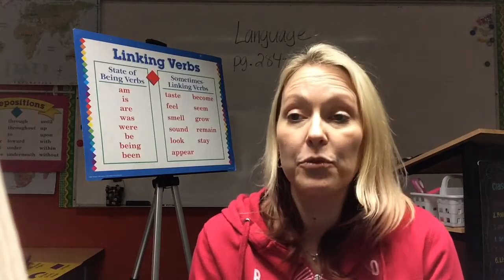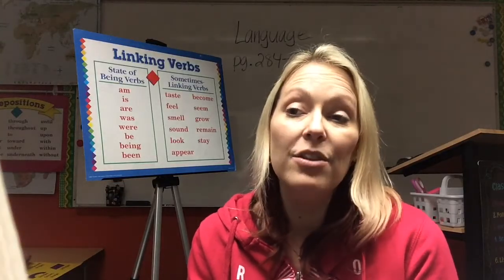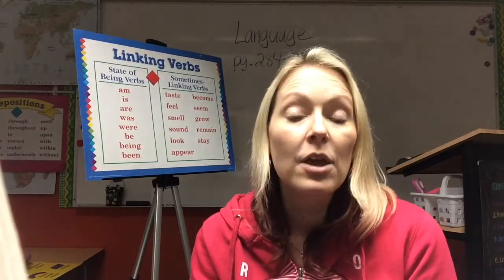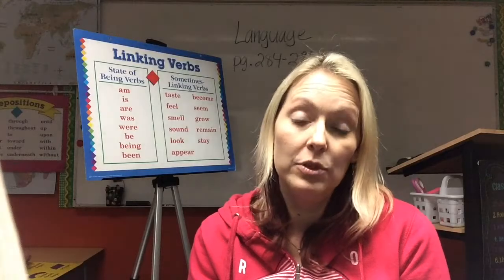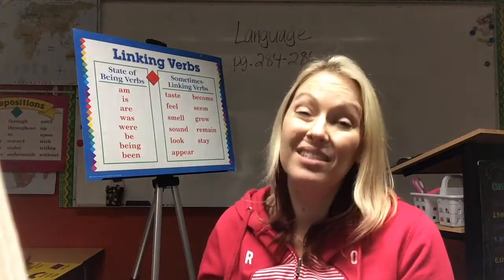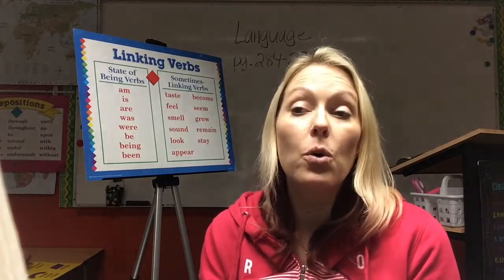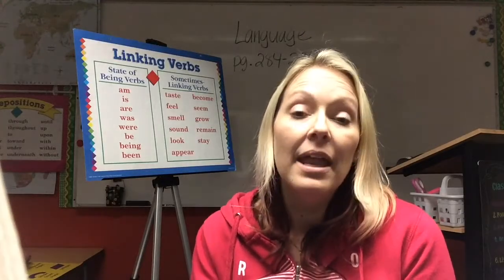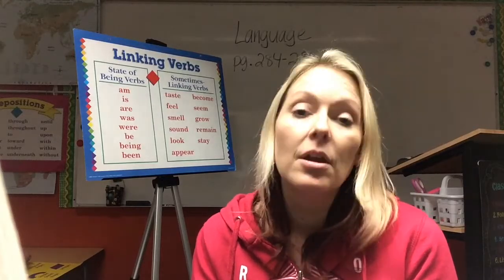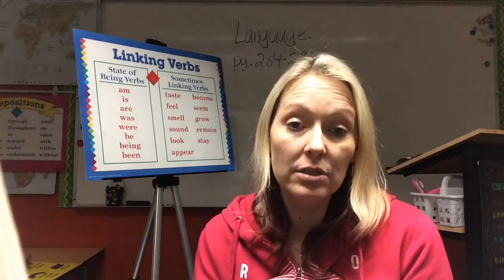Okay, now look at number 3. The dog in their yard is a friendly collie. So what is our verb? Do we have any actions or do we have any linking verbs? We have is. Is a linking verb. So double underline is. Now, what is? The dog is, right? So single underline dog.